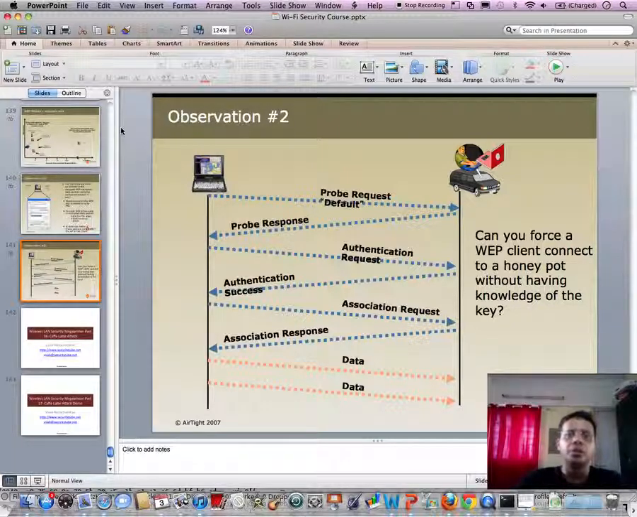Now in the next video, we will look at the fundamental basis for using this along with the Caffe Latte attack to crack the WEP key.